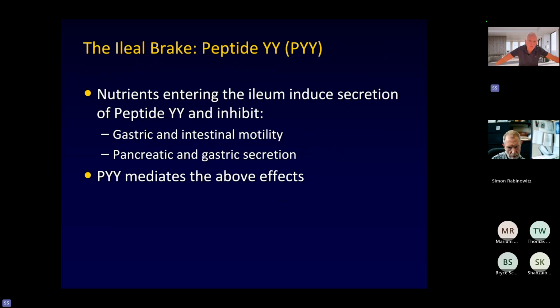The other importance of the ileocecal valve and the ileum close to it is that nutrients entering the ileum induce secretion of peptide YY. This results in inhibiting gastric and intestinal motility, pancreatic and gastric secretions, all mediated by peptide YY. So peptide YY slows intestinal transit and limits pancreatic and gastric secretions.